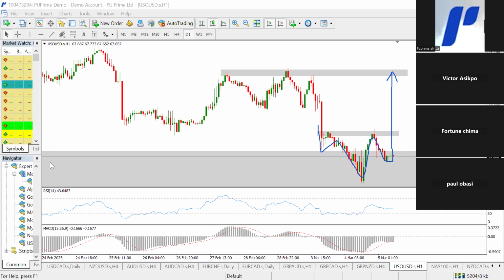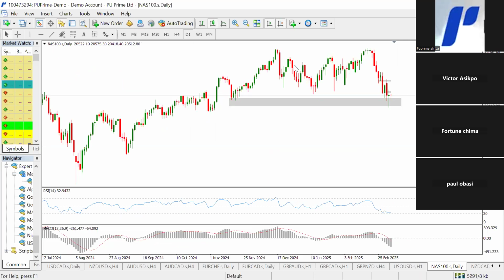And finally, the NAS 100. NAS 100 is NASDAQ. It's a popular stock index in the US. NASDAQ also closed as a rejection candle on the support zone yesterday. Technically, we're looking for a bullish movement.